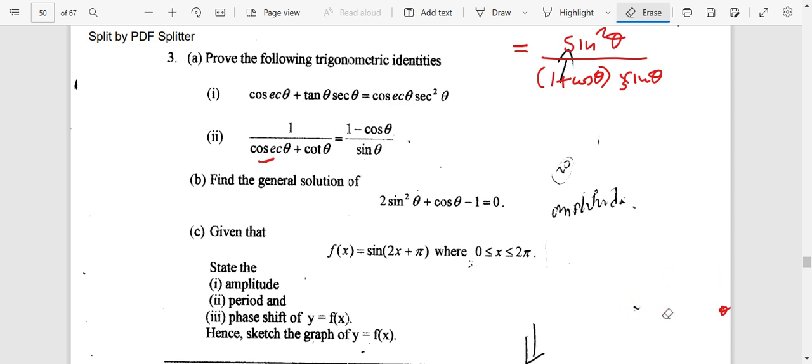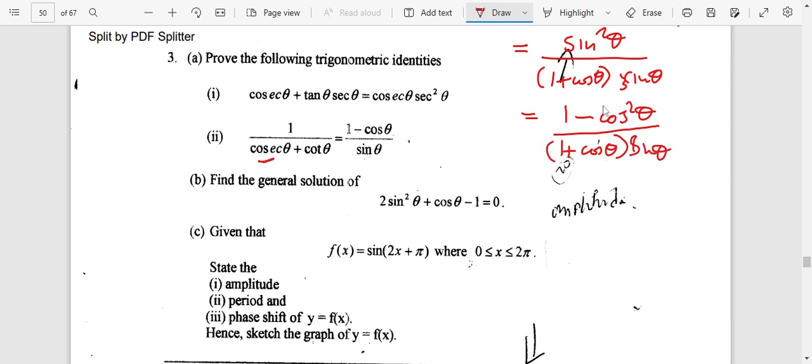Yes. So it is from here that I asked, what identity do you know that we're able to substitute for sin squared theta? Do you know of any identity? 1 minus cos squared theta. So we're going to put 1 minus cos squared theta and then divided by 1 plus cos theta and then sin theta.